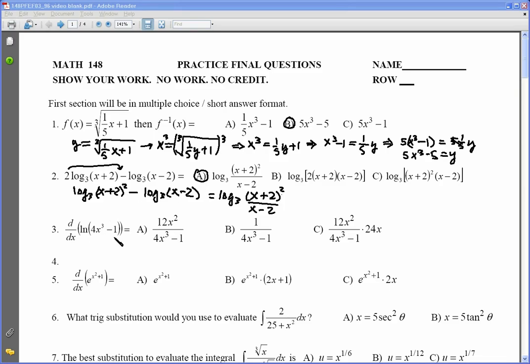Derivative of log of a function. So remember, what you do is you put the function on the bottom and its derivative on the top. So this is log of a function g, and the derivative formula is that that's g prime over g. So I want to do g prime over g. So our inside function g is 4x cubed minus 1. And then the derivative of that, 3 times 4, 12x squared upstairs. And the derivative of negative 1 is 0. So that one's out, that one here, A again, right there.